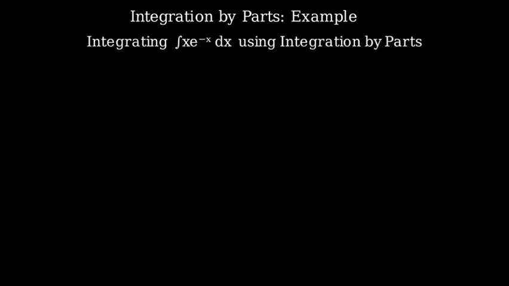In this video, we'll learn how to integrate the function x times e to the negative x with respect to x using a technique called integration by parts. Integration by parts is particularly useful when dealing with the product of two functions, as in this case. It's based on the product rule for differentiation.